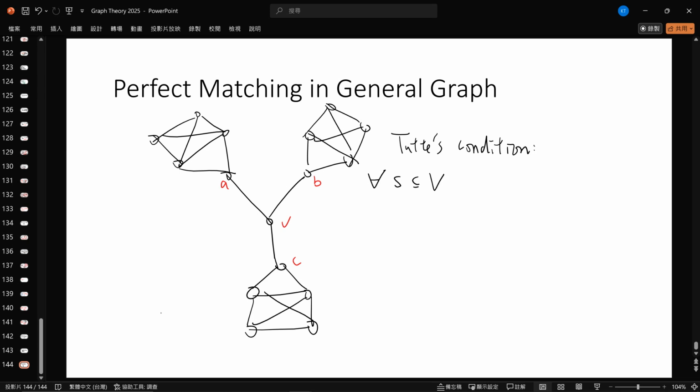Okay, once again, we consider all possible subsets, but this time, because this is a general graph, we do not have the bipartite sets X and Y. So we only have the whole vertex set V, okay? And we will consider every possible subset of V, okay? And I need some notation.